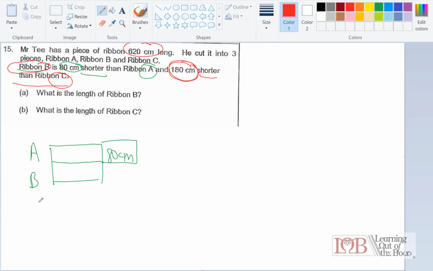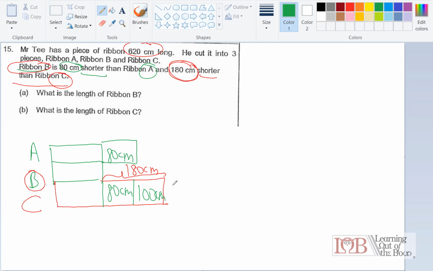So now for C, B is 180 cm. Okay, so it's comparing B and C. So B is 180 cm shorter. So B is still shorter and C is longer by 180 cm. Okay, so take note that you can actually align with the top. So this is 80 cm, this is 100 cm. I'm not sure if this is helpful, but we can try.